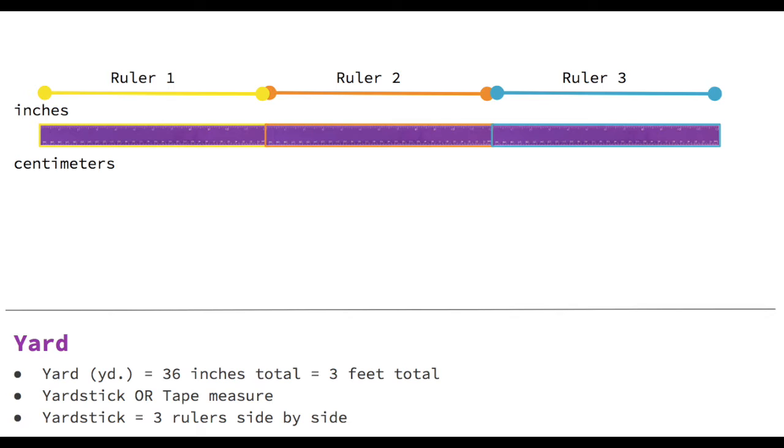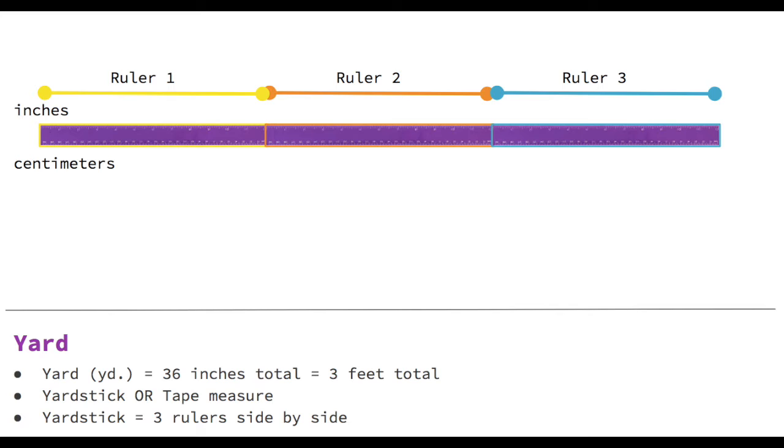Our final vocabulary word for today is yard. Can you say yard? Nice job. Now, yard can be abbreviated or shortened to YD period. Remember, an abbreviation is just a faster way to write a word. In this case, we're talking about the abbreviation for the word yard. Now, a yard is 36 inches total, which is also equal to 3 feet total. We measure yards using a yardstick or a tape measure.